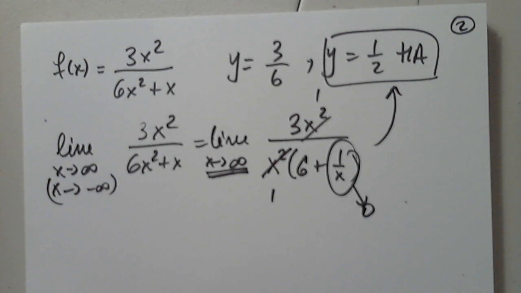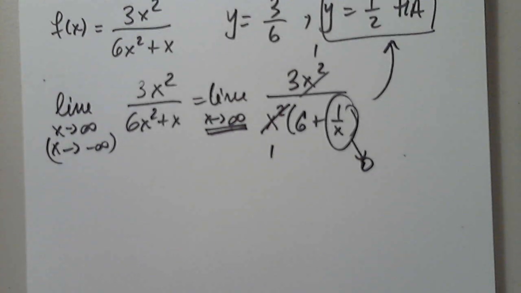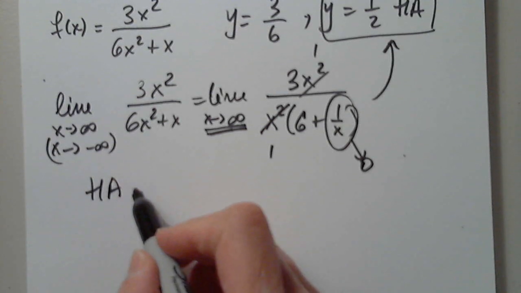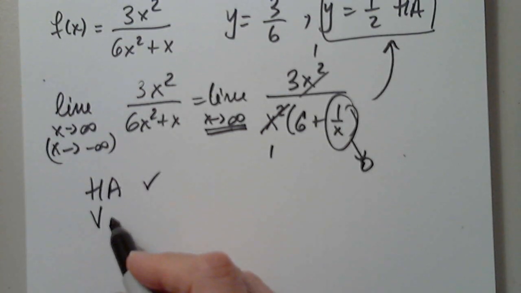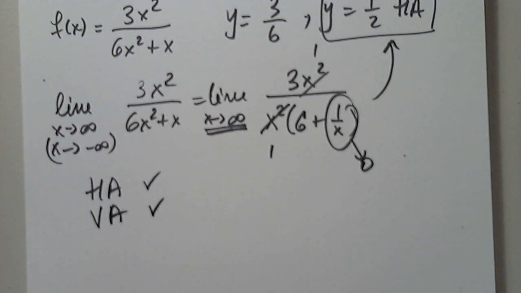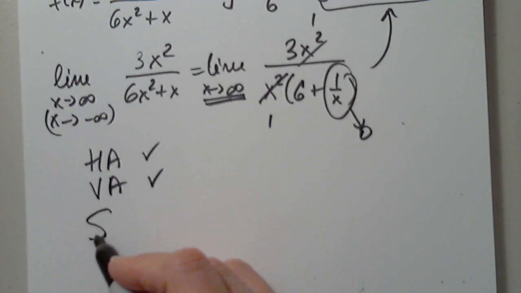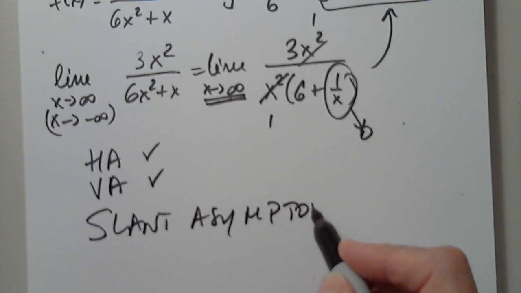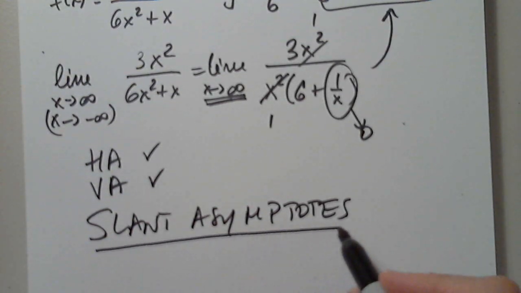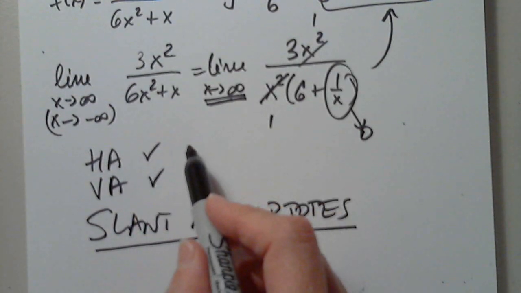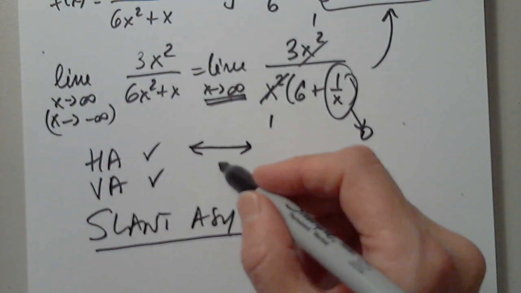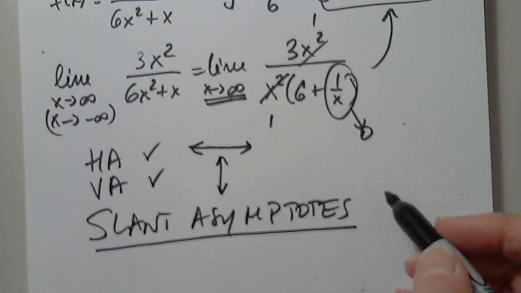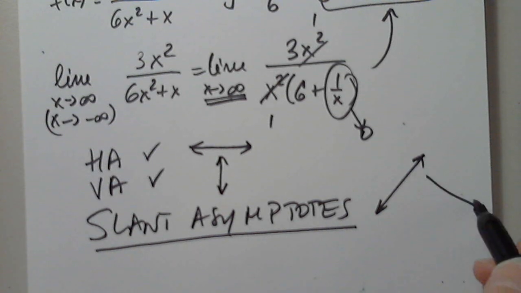Good. Anything else? Okay, so we know that there are horizontal asymptotes. We know there are vertical asymptotes. But there is something also called slant asymptotes. So a horizontal is something like this. Of course, a vertical is something like this. A slant is something like this or like this.